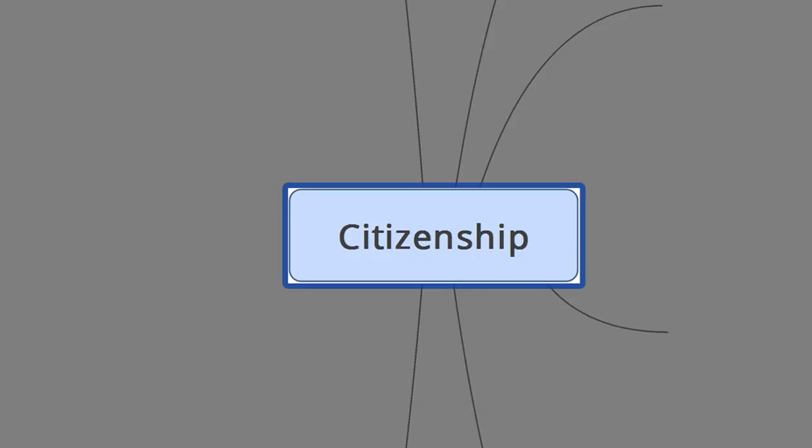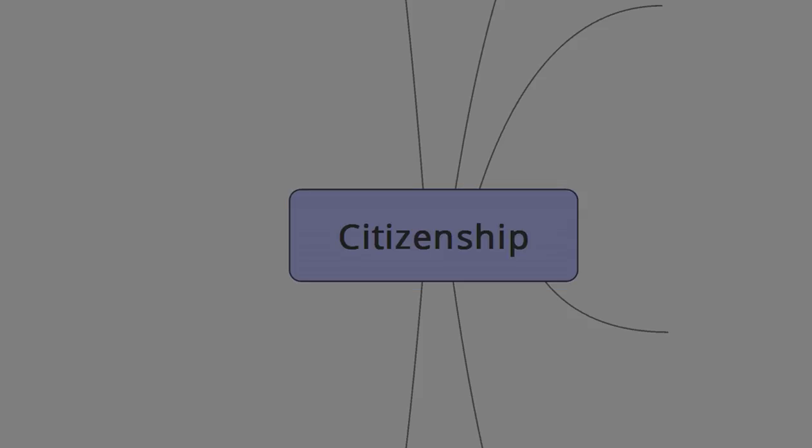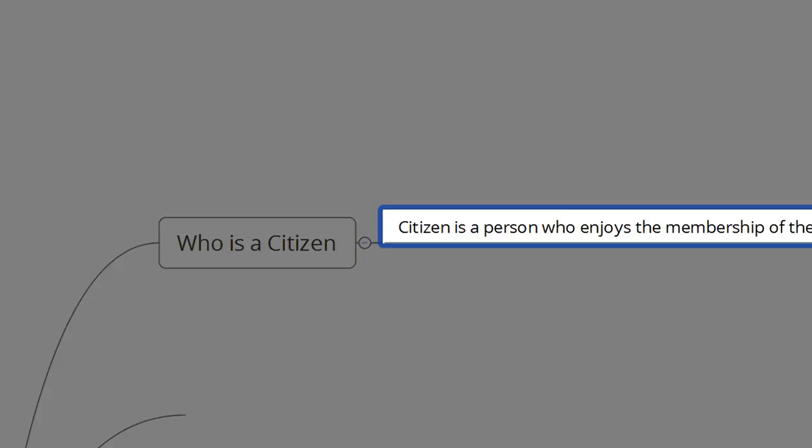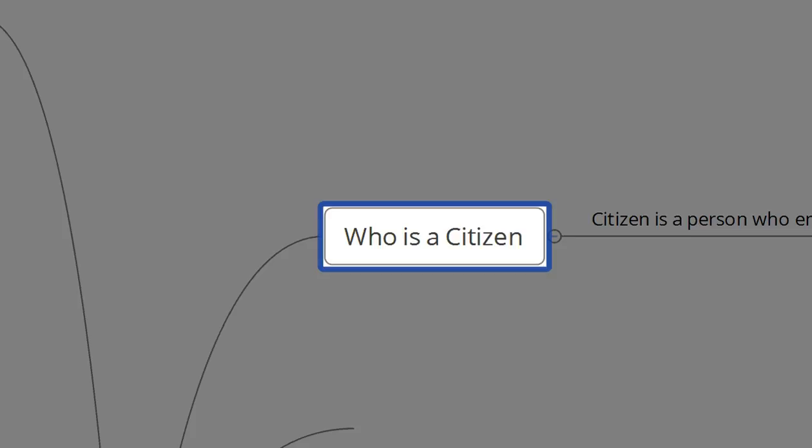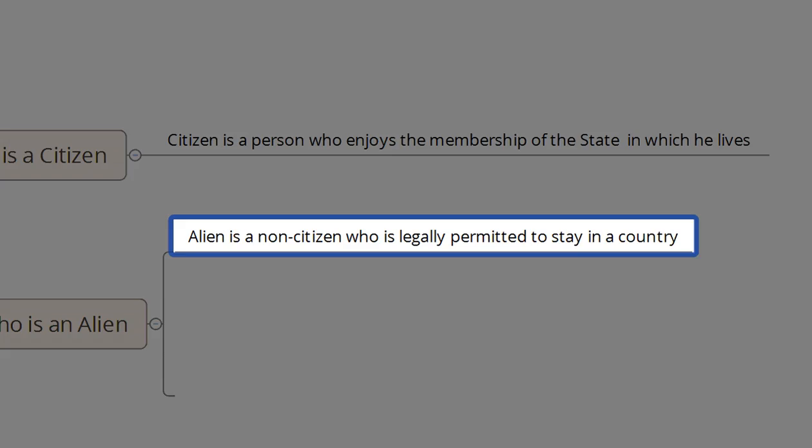So in this video, let's see about the citizenship of India. So let's see first of all who is a citizen. Citizen is a person who enjoys the membership of a state in which he lives. Then who is an alien? Alien is a non-citizen, but he is legally permitted to stay in a country.